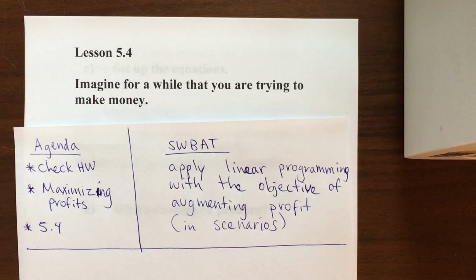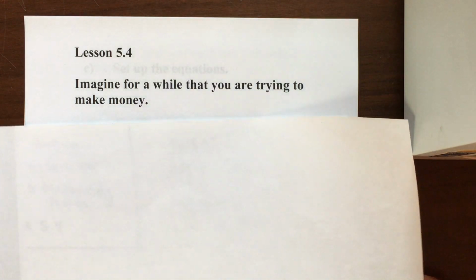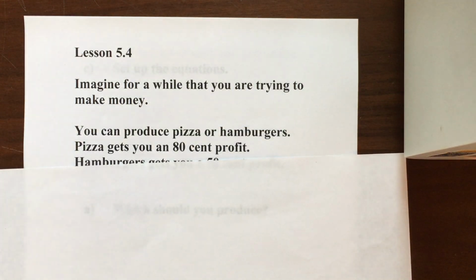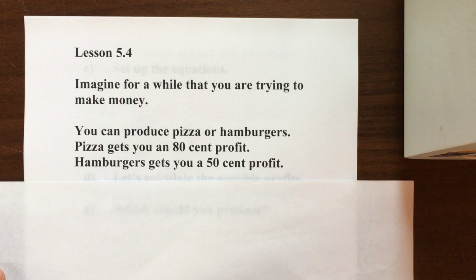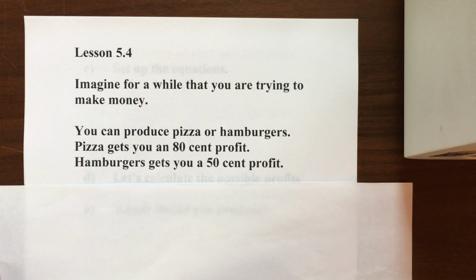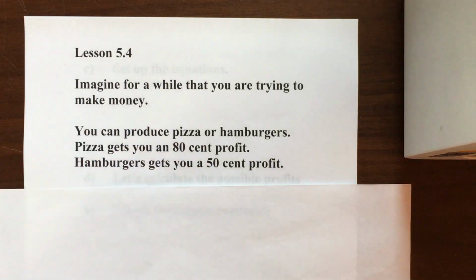It says, imagine for a while that you're trying to make money. You can produce pizza or hamburgers. Pizza gets you an 80-cent profit. Hamburger gets you a 50-cent profit. So let's say that you're going to be able to sell the same amount of each one with no limits, no constraints. So which one would you prefer to sell?